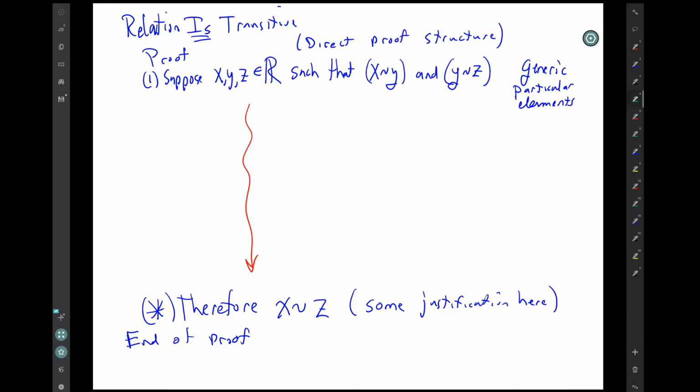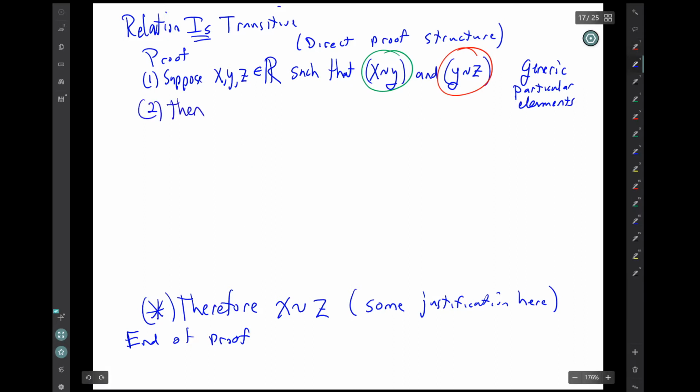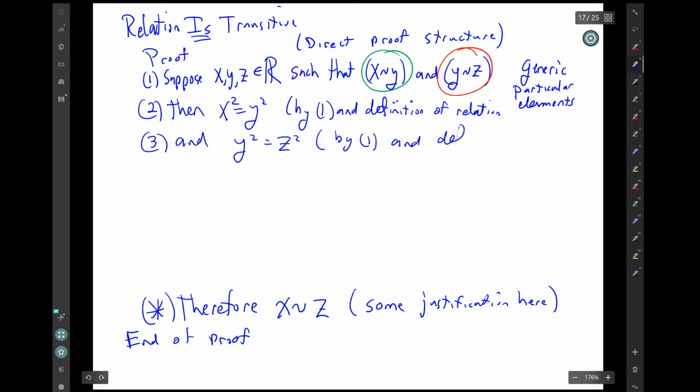Well, wait a second. Notice that statement 1 contains some defined expressions. X is related to Y. That's a defined expression. We have to unpack that definition. Also, this expression, Y is related to Z, is a defined expression. We have to unpack that definition as well. So we have no choice about what's going to have to go in statement 2 and statement 3. So those two statements are just simply unpacking those red and green defined statements. So we unpacked that and wrote that. We unpacked this and wrote that. We have no choice about that.